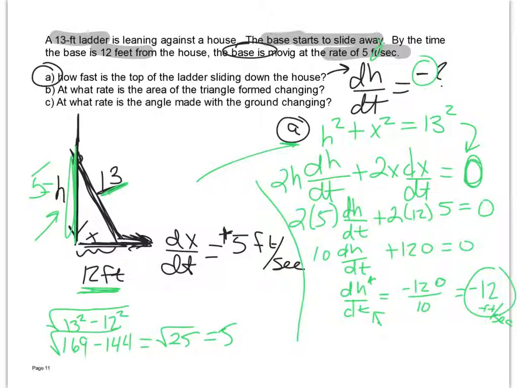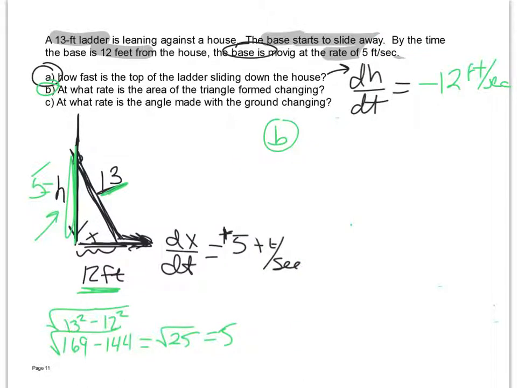We're going to talk about part B. All right, so I erased some things to get them out of the way, but part B asks at what rate the area is changing. So it's a rate, so we're looking for dA/dt. So we need an area formula for a triangle. I hope you remember that 1/2 base times height is the area formula.